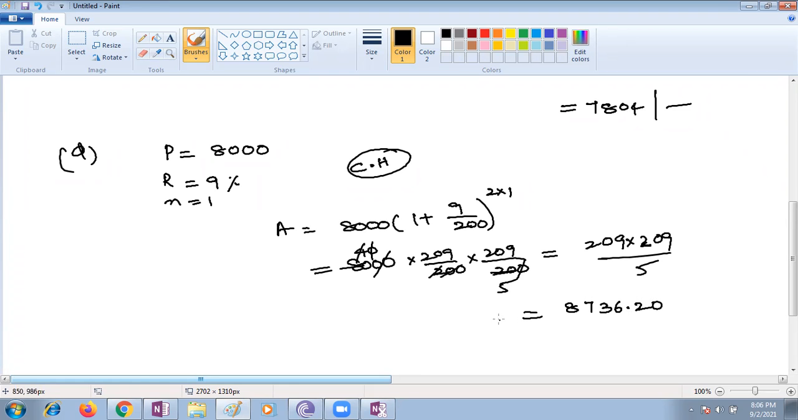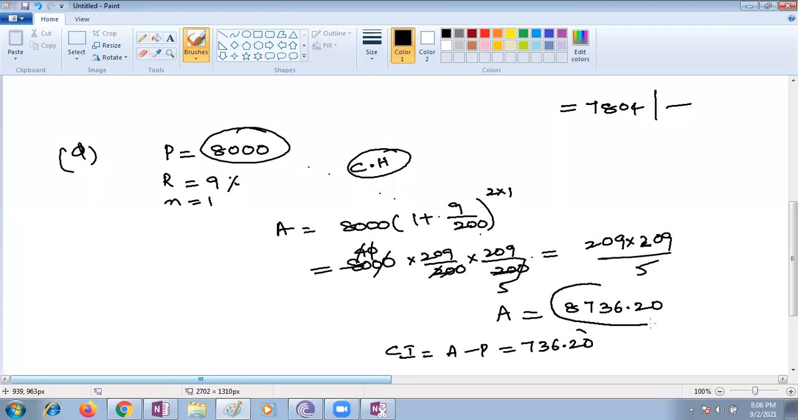Yeah. This is the amount. You need to find out the compound interest, right? Compound interest is A minus P. It's 736.20. Directly you can write it, because this is 8,000. This is the extra amount only, which you need to write as compound interest. Ma'am, we should put 20, right? Because it's money. Yes, 20 paise. Right, right.